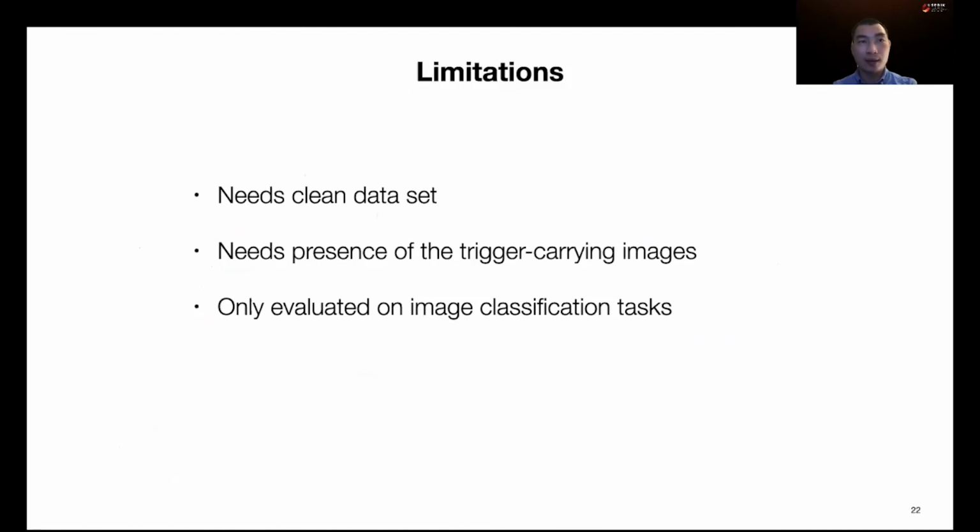Well, there are 3 major limitations of SCAN. First, SCAN needs a clean dataset to calculate the global covariance. Second, SCAN can detect the backdoor only after seeing the presence of trigger carrying images. Third, we only evaluate SCAN on several image classification tasks and leave further investigation to future studies.